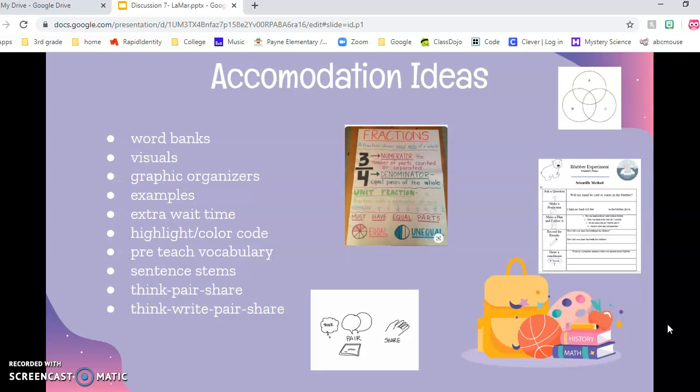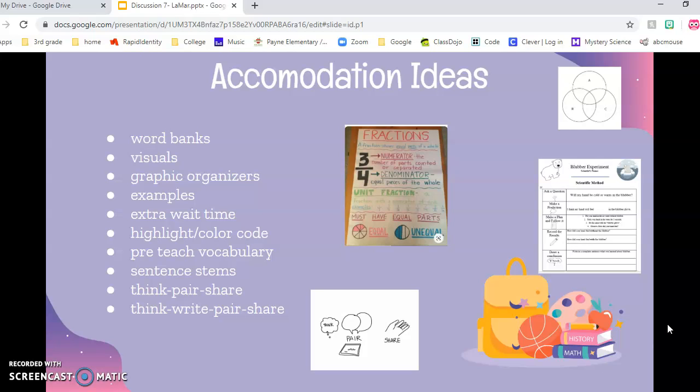Some of the accommodation ideas are word banks. Word banks are great for all students, but they're especially good for ELL students so that they can see the words and connect them. Visuals, anchor charts are awesome. Interactive notebooks are awesome for them, just to give them something to reference when they're maybe stuck. Graphic organizers are a great way to get them to organize their thoughts. There are multiple ways to use graphic organizers and a whole lot of them to use.